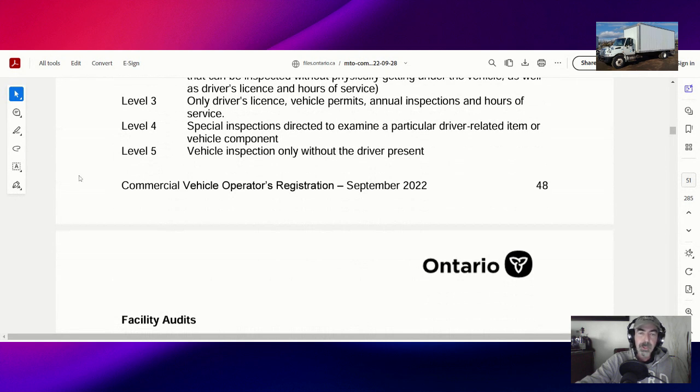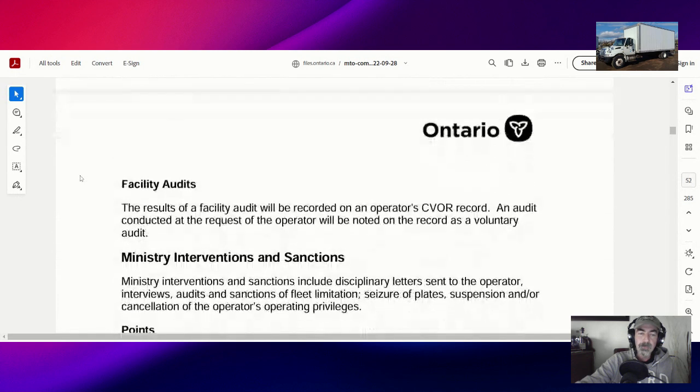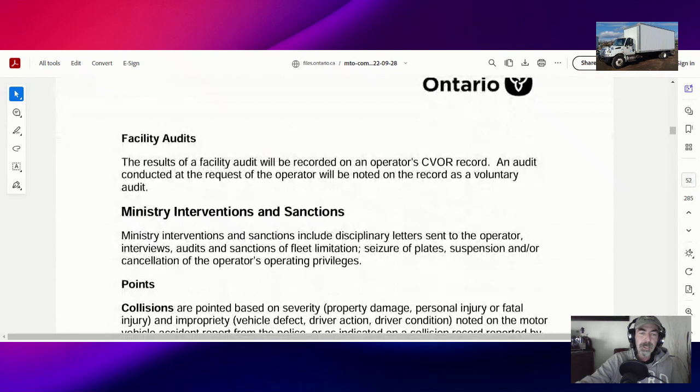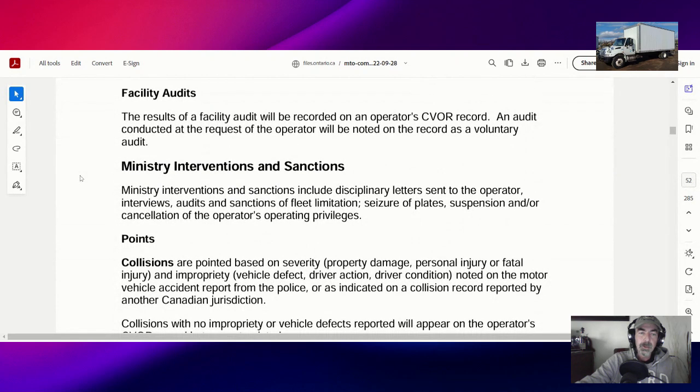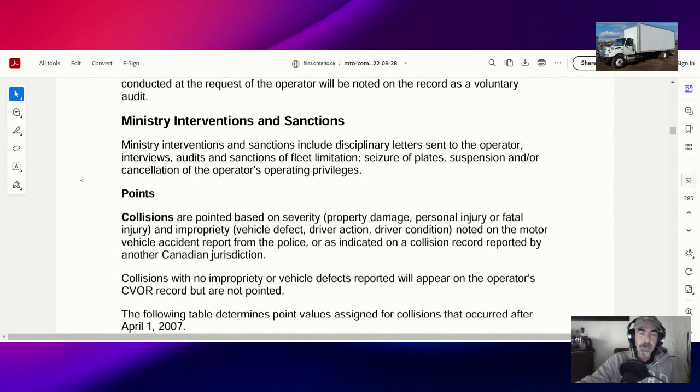Level 4, special inspections directed to examine a particular driver-related item or vehicle component. Level 5, vehicle inspection only without the driver present. Facility audits. The results of a facility audit will be recorded on an operator's CVOR record. An audit conducted at the request of the operator will be noted on the record as a voluntary audit.